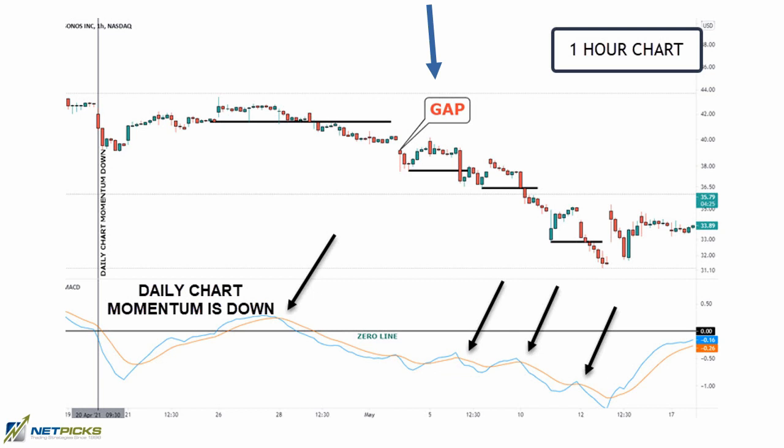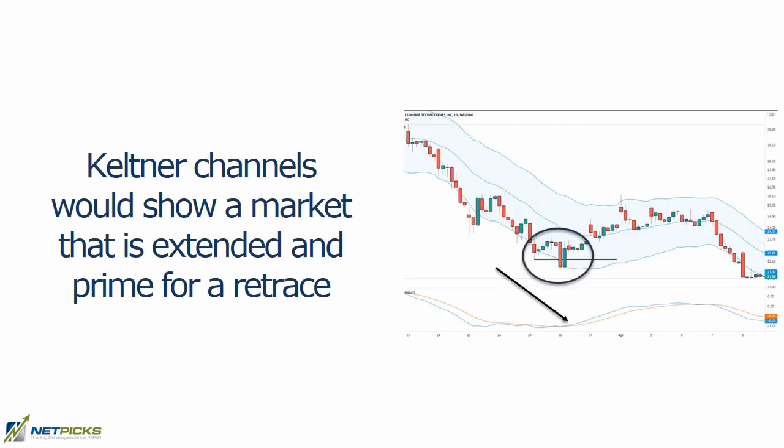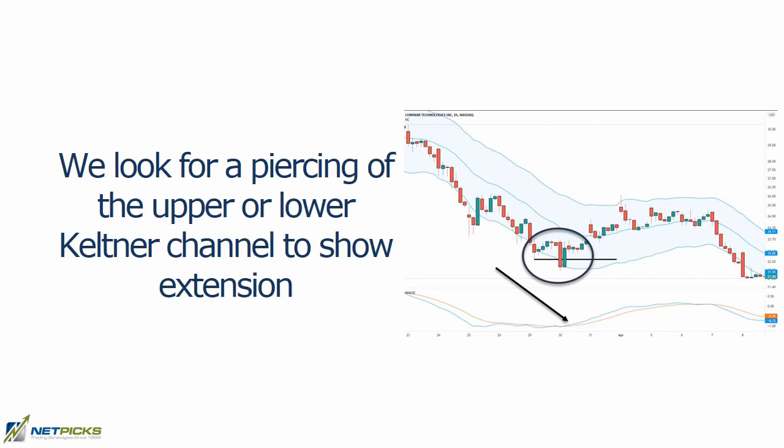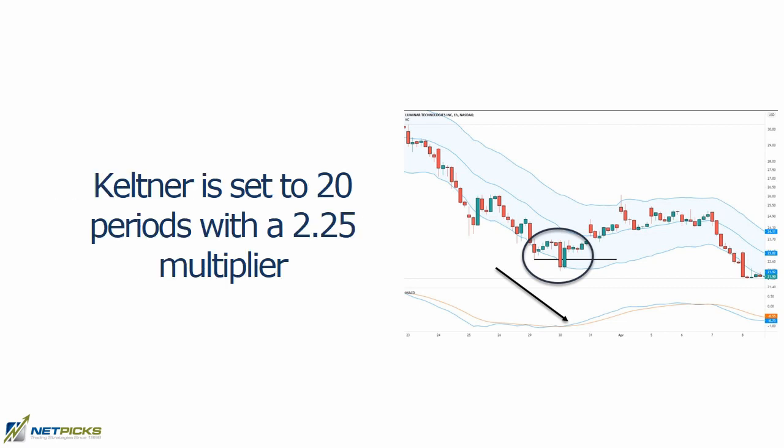What about pairing the MACD up with another indicator? My favorite combination is the MACD and Keltner channel plus price action. The Keltner channels, that's going to show a market that's extended and primed for a potential retrace. Okay, we're going to look for a piercing of the upper or the lower Keltner channel to show extension. The MACD will show us loss of momentum, or it will show us divergences. And the settings for the Keltner is simple: 20 periods, 2.25 multiplier.